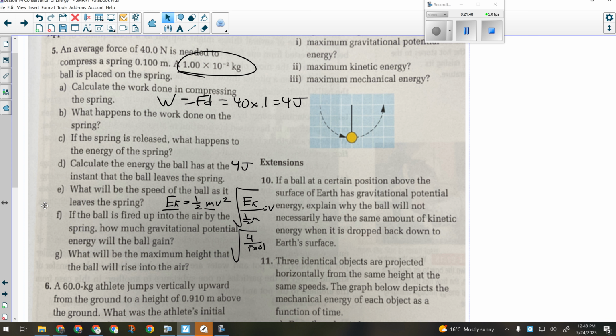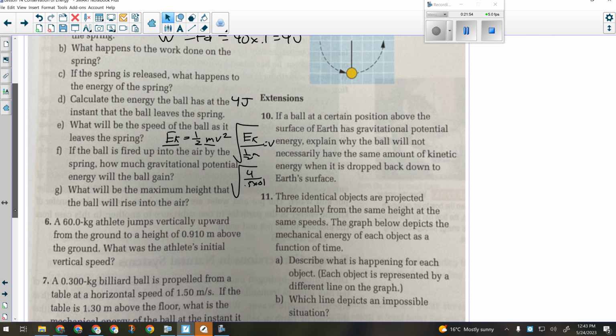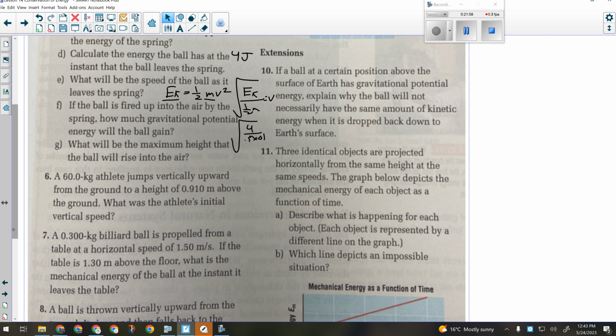Okay, let's look at that calculation. Oh, shoot, I left the recording running. So we are looking for what the maximum height of the ball will be. So that's going to be mgh. I know this number here is 4 joules. I know this number is 0.01 kilograms. I know this number is 9.81 meters per second squared.